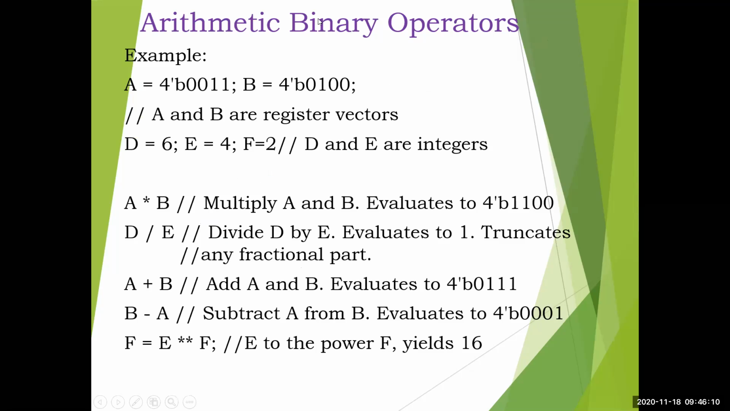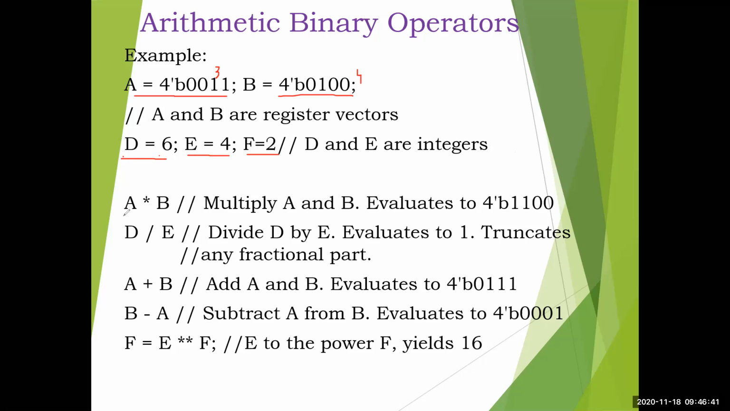So we have numbers given here: A, B, D, E, F. A is 4-bit 0011, that means in decimal it is 3. B is 4-bit 0100, that means in decimal it is 4. A and B are register vectors. Along with that, D is decimal 6, E is 4 and F is 2. We have initialized these. Now we will try to do the operations.